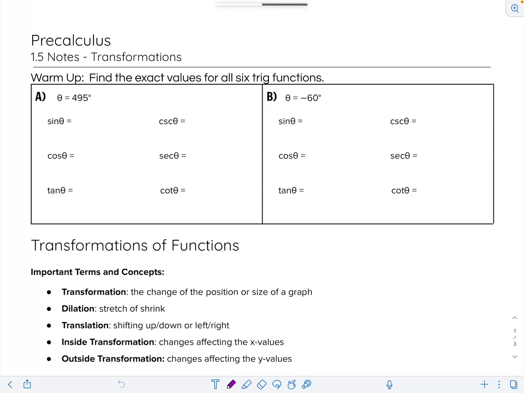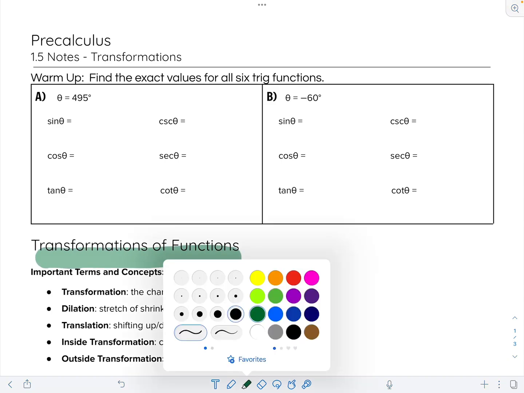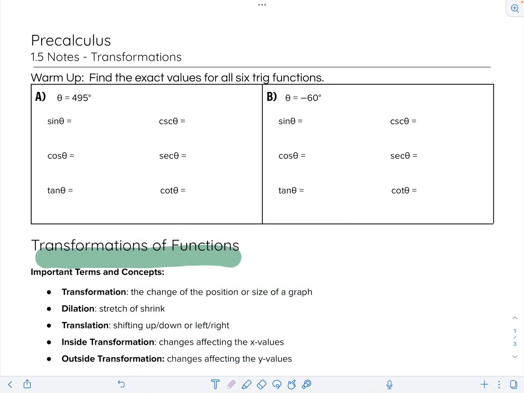Hello there. The activity for today is to do a little warm up using a little unit circle knowledge, and then to go over some transformations of functions review. First off, we'll give you some time to pause me and see if you can do the six trig functions for these two angles. Pause me. Do it fast. Okay.